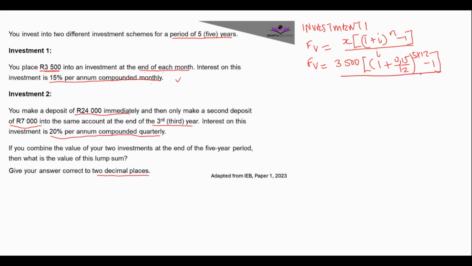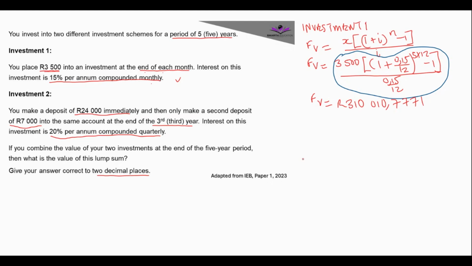All this over 0.15 divided by 12. This is fine. After substituting, you can put this whole thing into your calculator as it is, and then you must get your future value, which is equal to 310,010.7771. We'll round off to 2 decimal places at the end. Right, that is investment 1.